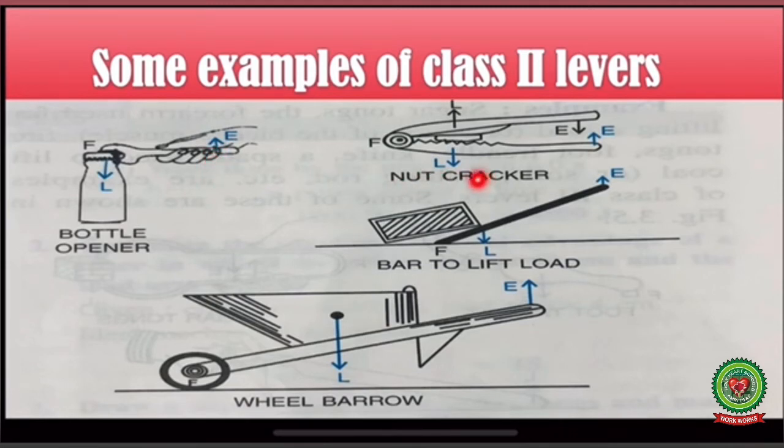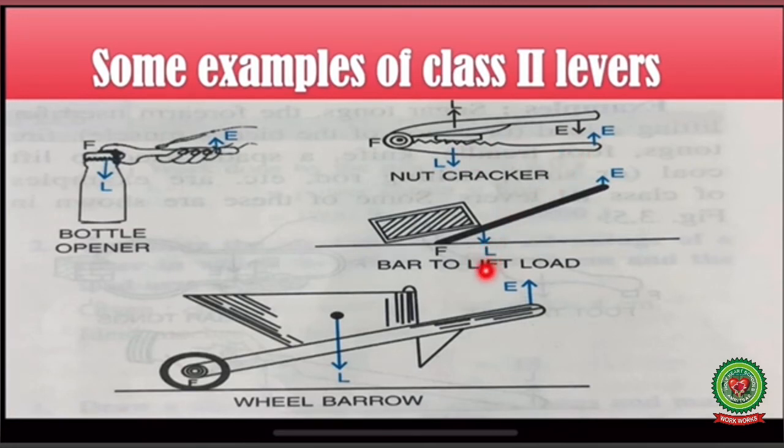A nutcracker. In case of a nutcracker, here we place the nut, which is a load. This is the point where nutcracker is fixed. So this is the fulcrum and here we apply the effort. Load is in between fulcrum and effort. So this is an example of class 2 levers.